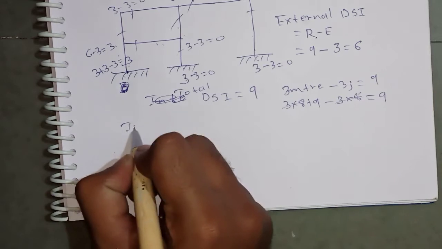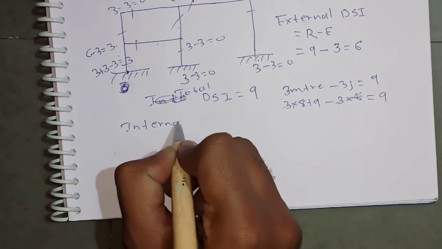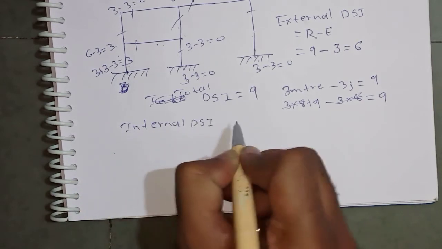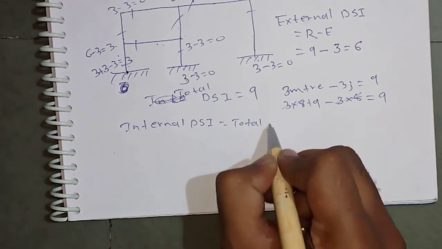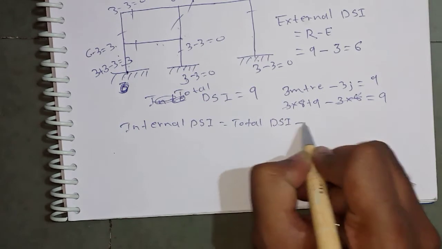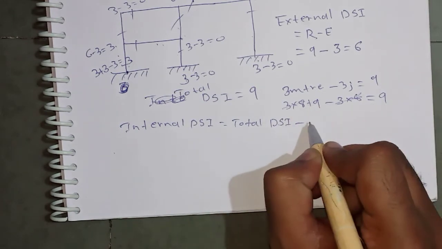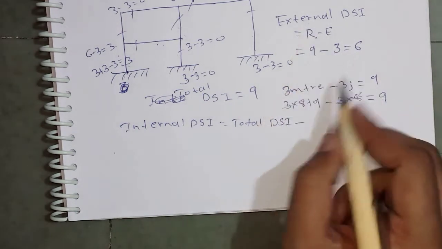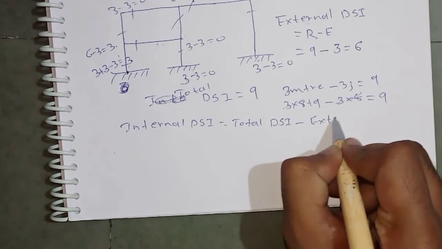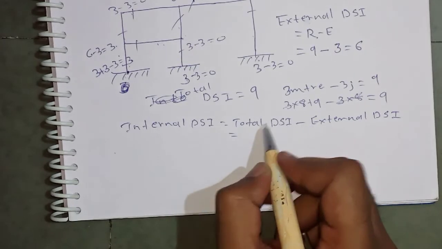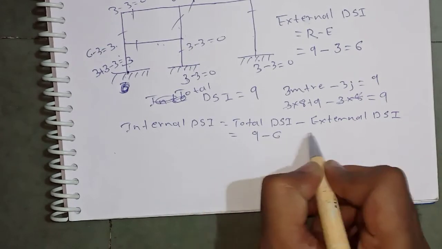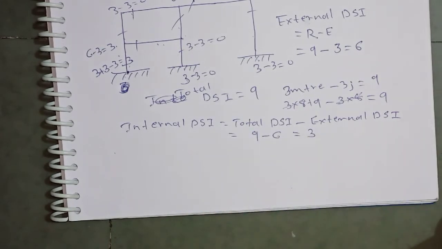So for internal DSI, we will simply take total DSI, degree of static indeterminacy, minus external DSI. So it will be 9 minus 6, which is equal to 3.